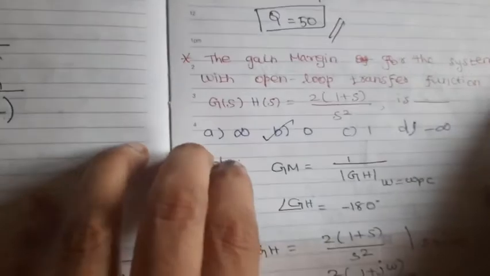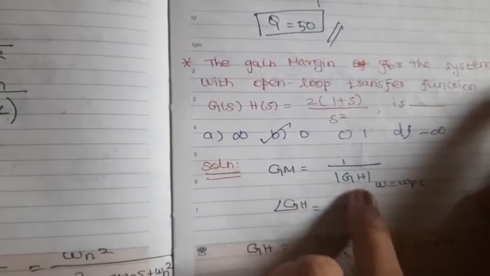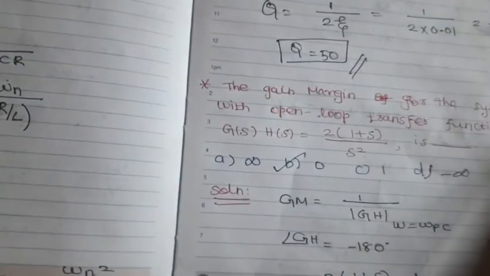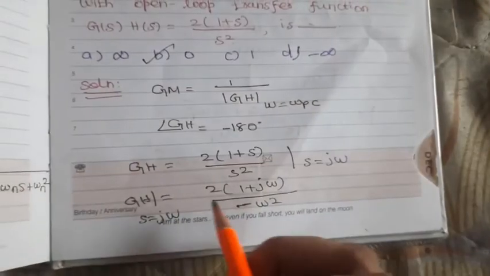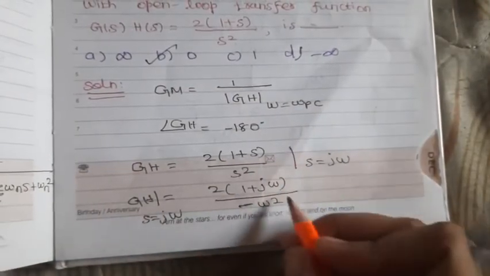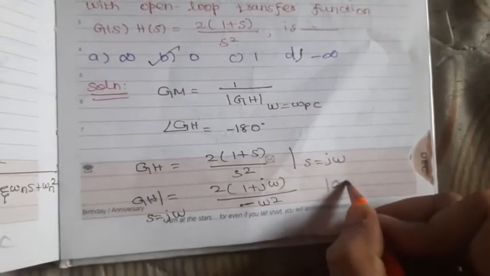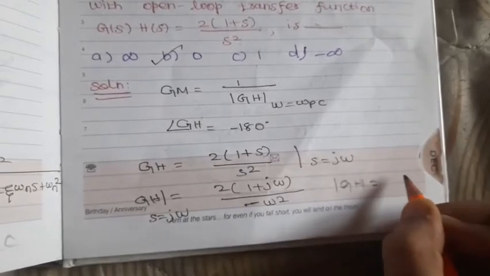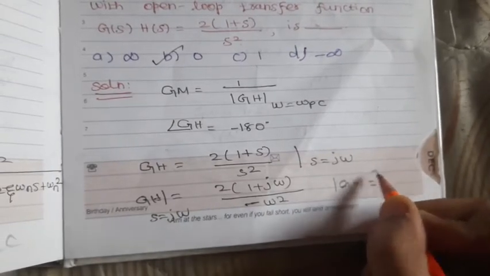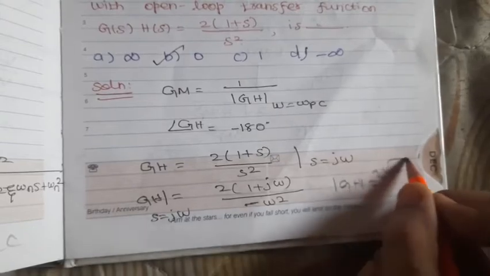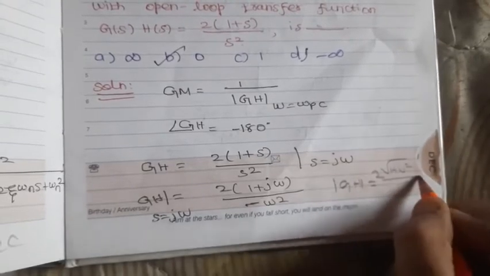So we need both angle and magnitude. Now magnitude for this transfer function, what is that? Magnitude is 2 into square root of 1 plus omega squared divided by minus omega squared, simply, right?